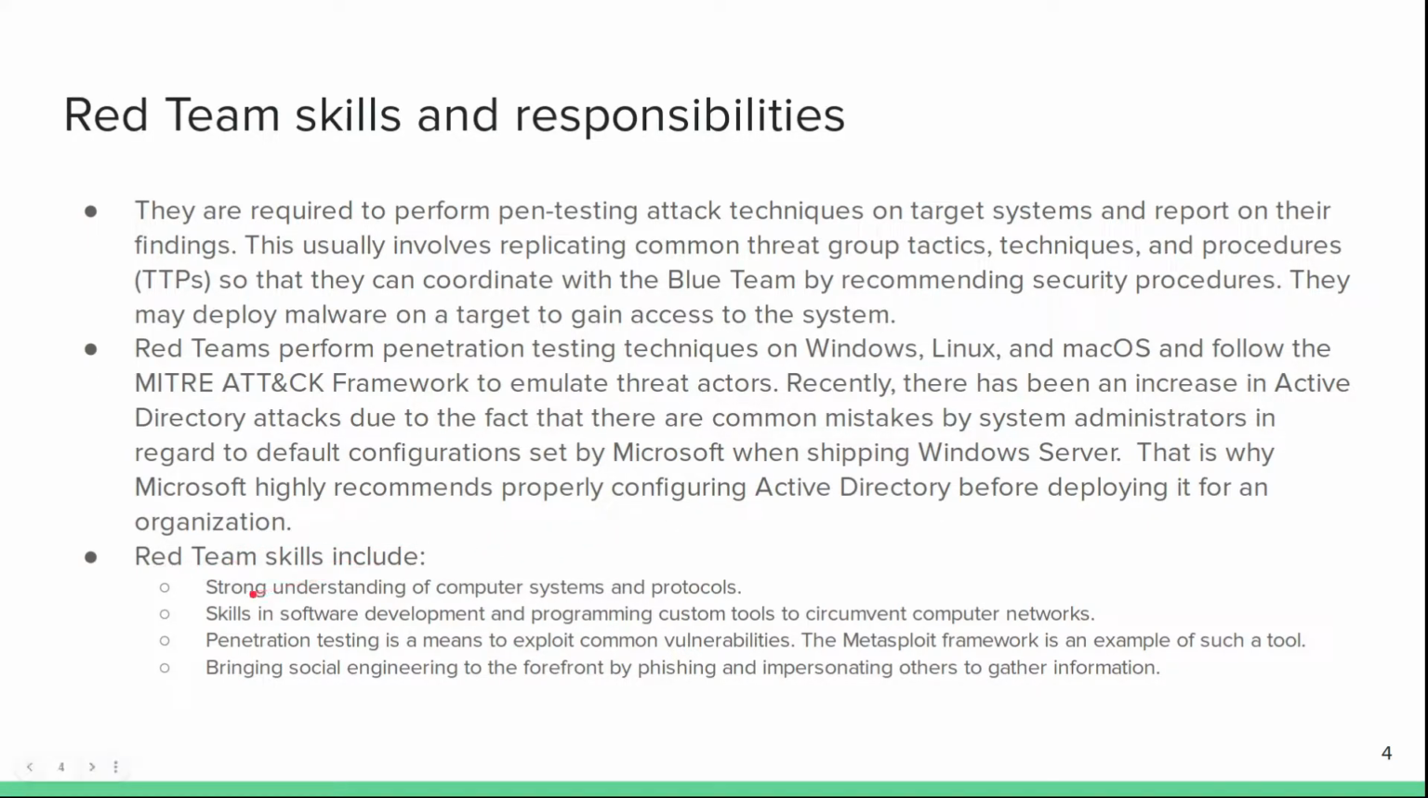The red team skills include a strong understanding of computer systems and protocols, skills in software development and programming custom tools to circumvent these computer networks, and penetration testing as a means to exploit common vulnerabilities. The Metasploit framework is an example of such a way to do that, and bringing social engineering to the forefront by phishing, impersonating others to gather information, and usually that can also include emailing or messaging, SMS, and phone calls. Phishing is another way to do it.